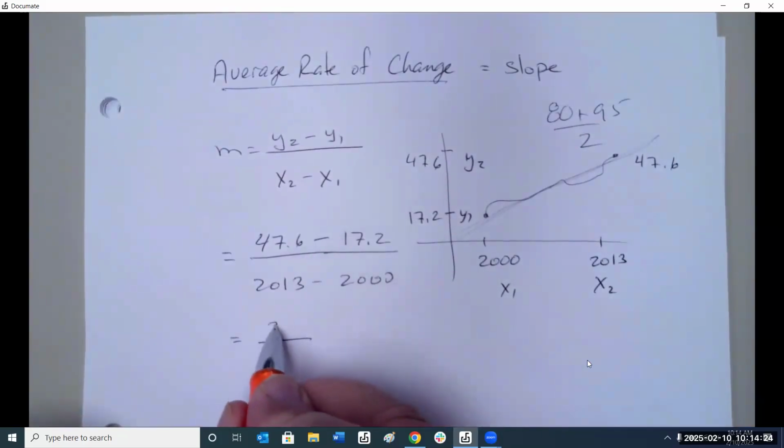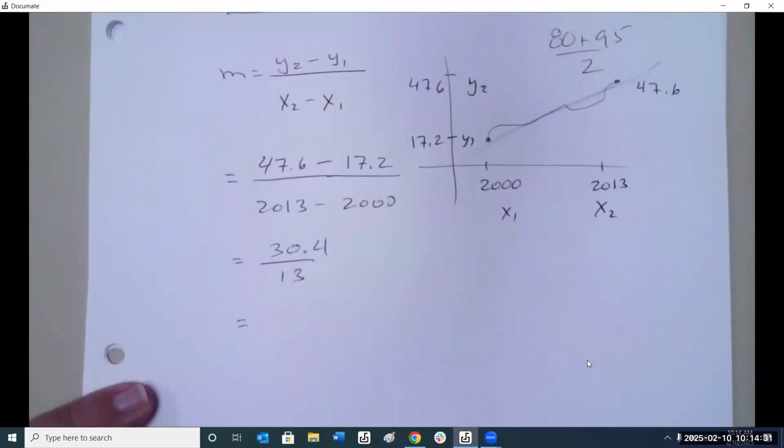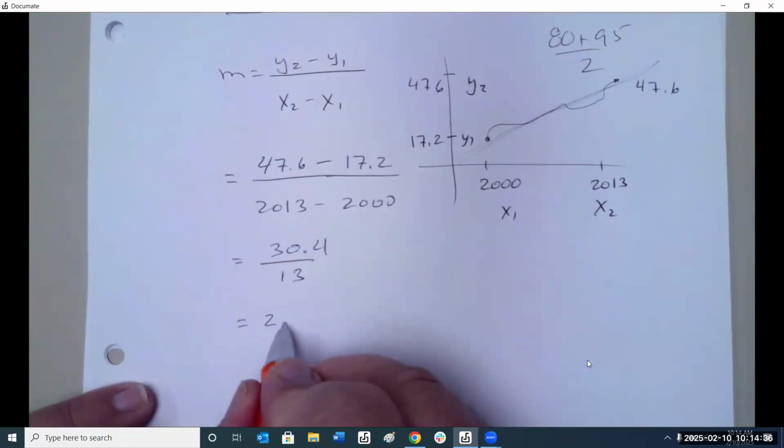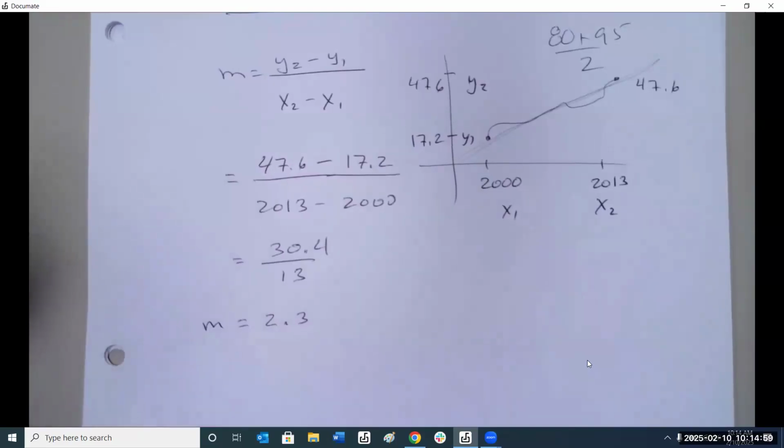So this is 30.4 over 13. So 2.28, 2.3. So that's your slope. Pretty easy.